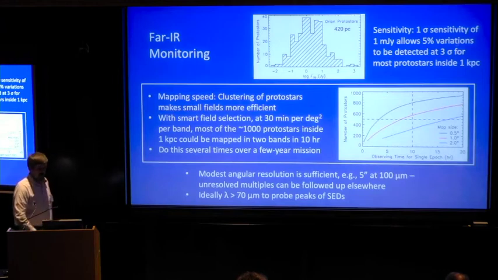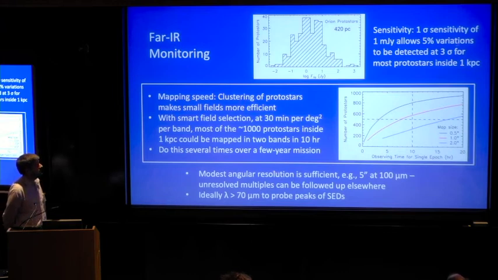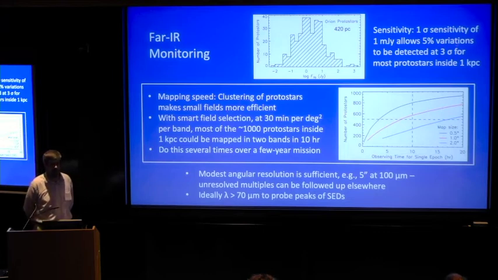A little bit of a discussion of what we need to do this. Sensitivity is not really a problem. That top plot is a histogram of 70 micron fluxes of the Orion protostars in log space. They're all pretty bright. That's at 420 parsecs. You can sort of mentally shift that to 1,000 parsecs. And the sensitivities are all not really a problem for what's being discussed for FIP.